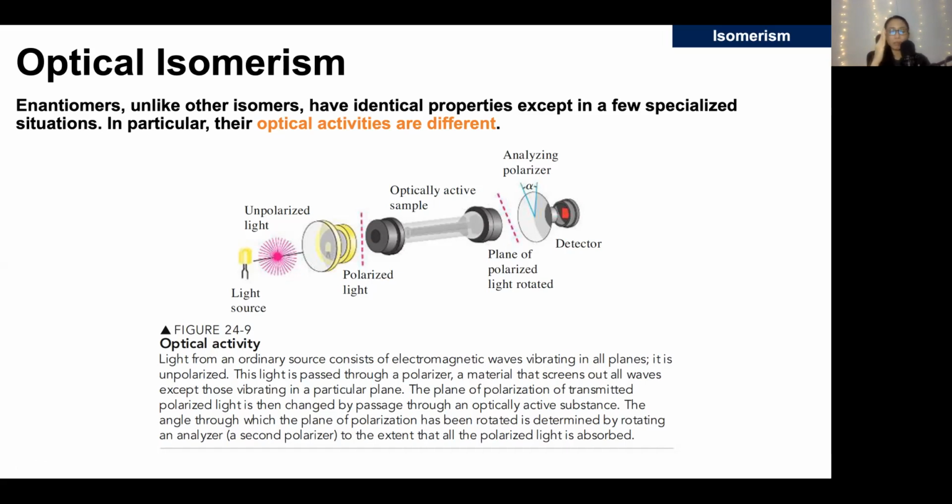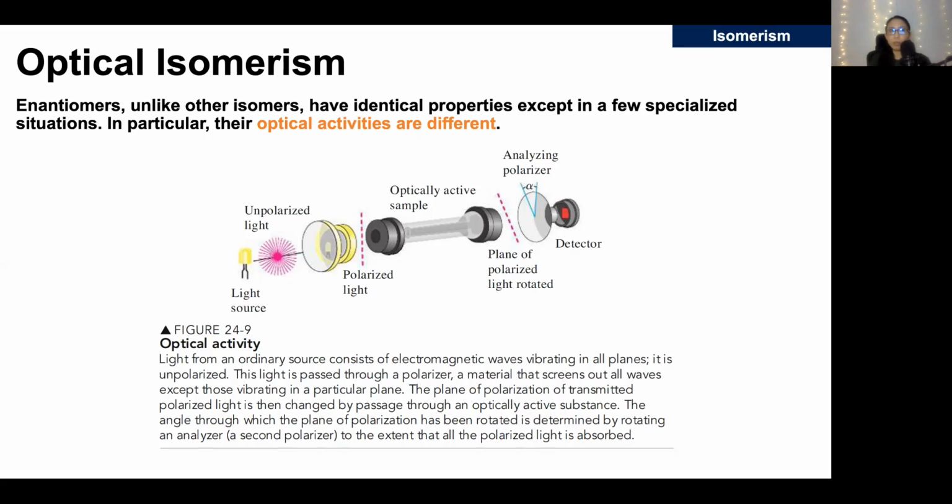If you polarize this, you choose a certain orientation of your light, so you filter it. Once you have your polarized light, you allow it to interact with your optically active sample. This interaction of polarized light with your optically active sample has a consequence. What is the consequence? Your polarized light will be rotated to a certain angle.